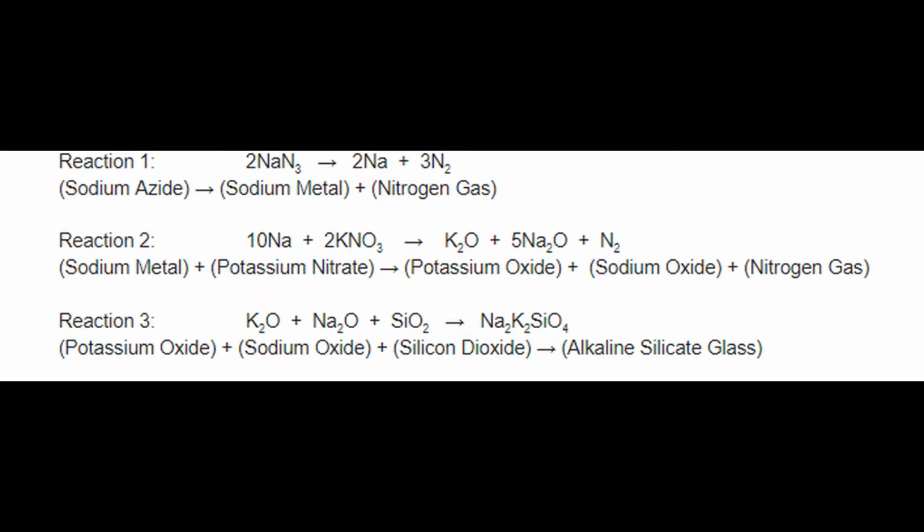Next, the remaining sodium metal reacts with potassium nitrate to produce more nitrogen gas, potassium oxide, and sodium oxide, which is the second reaction. Finally, the potassium oxide and sodium oxide react with silicon dioxide to produce alkaline silicate glass, which is harmless and stable compared with the other reactants, which can easily catch fire or make an explosion in a car crash.